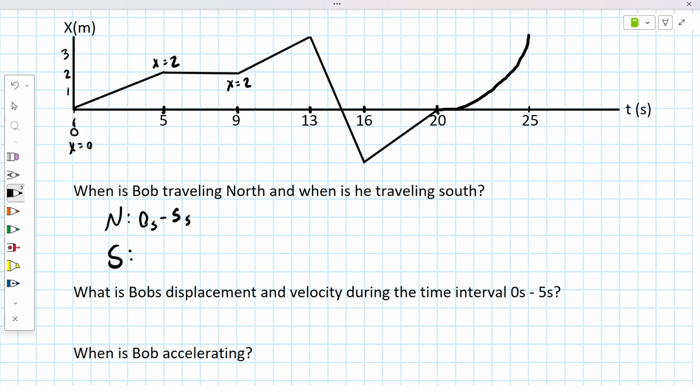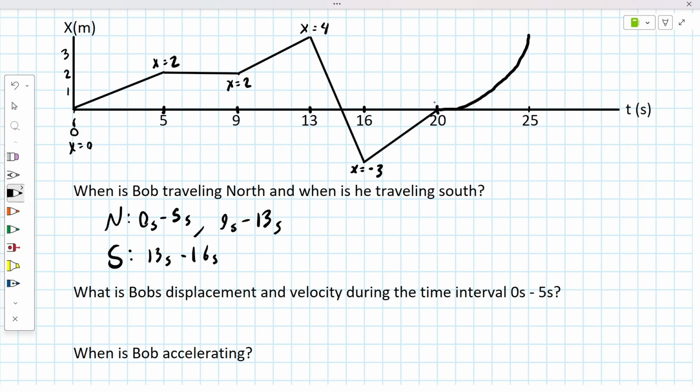Alright, let's take our next one, from 9 to 13. At 13, he's now at x position equals 4. So the position goes from 2 to 4, which is getting more positive, which means he's also traveling north from time equals 9 seconds to 13 seconds. Now at 16 seconds, he's all the way down here at x equals negative 3. Since he's going from a large value to a small value, he's traveling south from 13 seconds to 16 seconds.